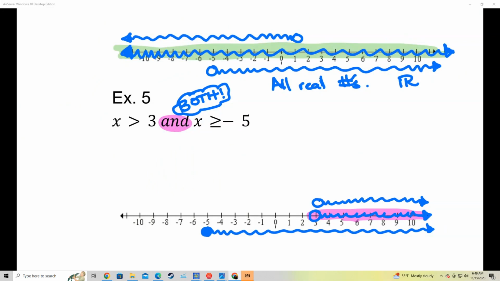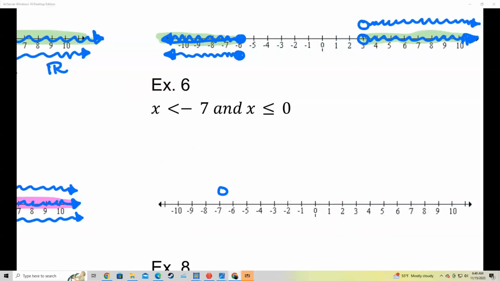All right, let's take a look at the next one. I got x is less than -7. Here's -7. I'm going to circle it. And I want the numbers that are less than -7, so that goes this way. x is less than or equal to 0. Here's 0. I'm going to shade it. And it's going this way.